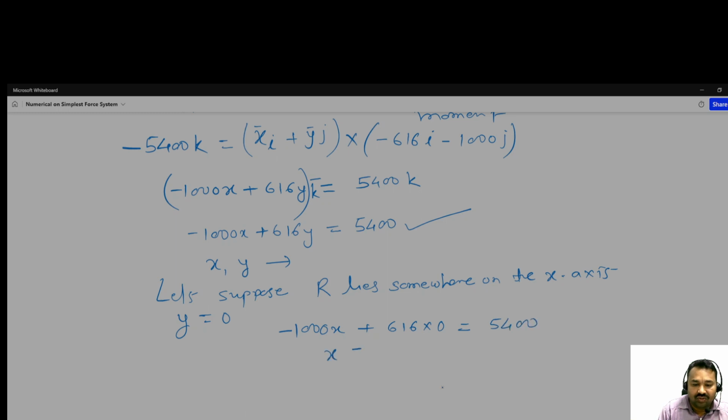So from here what we get? X is equal to, and one thing I'm forgetting, it is a minus sign, this I forgot. Okay, so X is equal to what we get? Ultimately we get 5.4 meter.